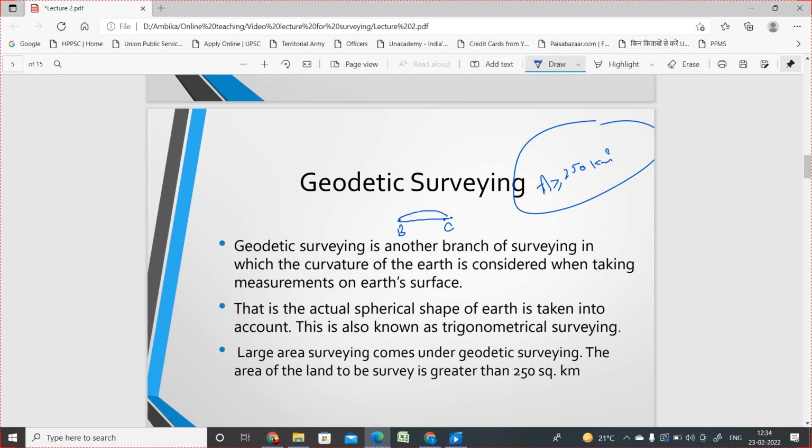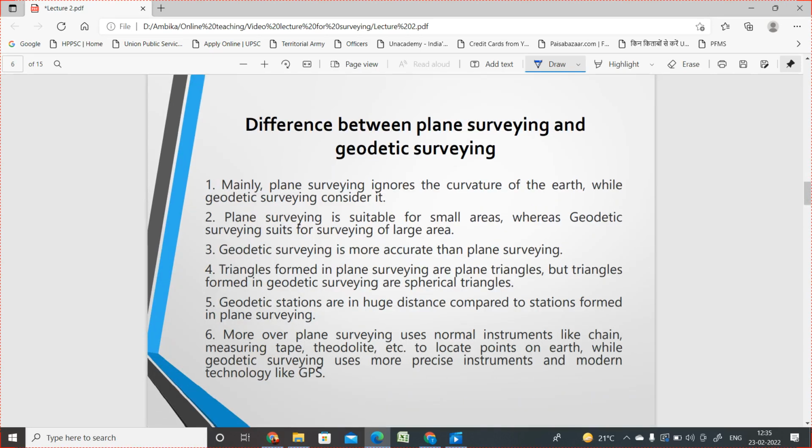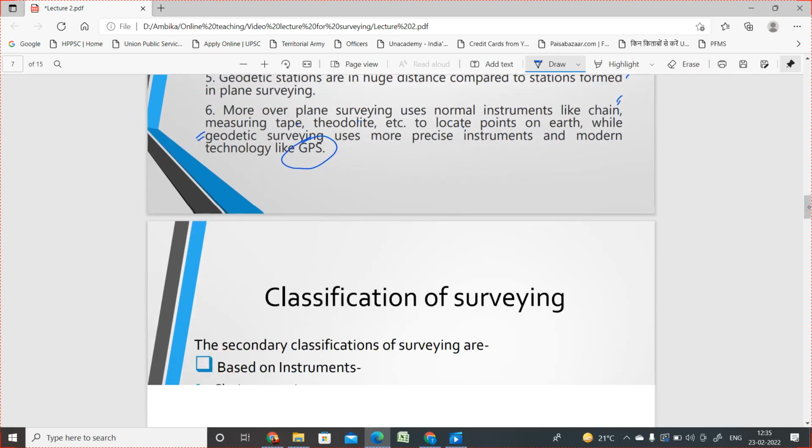This is a very important question, so please keep it in mind while answering what is the main difference between plane surveying and geodetic surveying. Whatever we discussed in the previous slide, each point discusses the same thing. Only the last point is new: in plane surveying we use instruments like chain, tape and theodolite to locate points on the earth, while in geodetic surveying, for large area surveys, we use advanced instruments like GPS, the global positioning system. These are the major points.